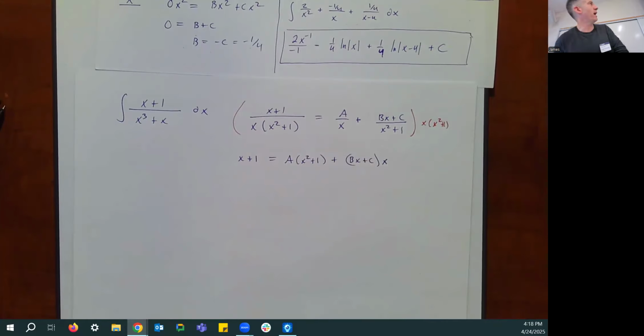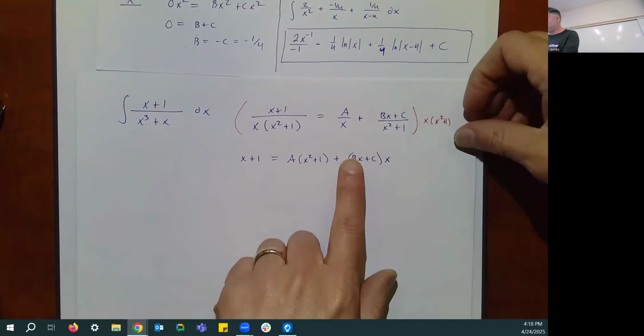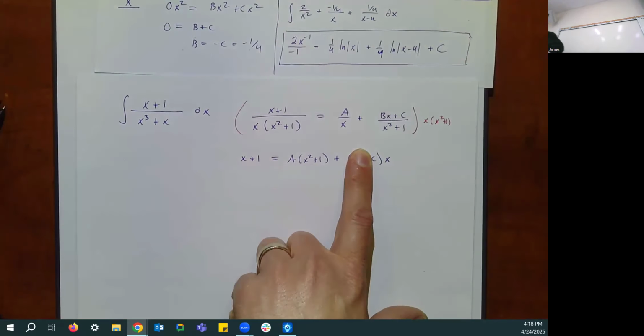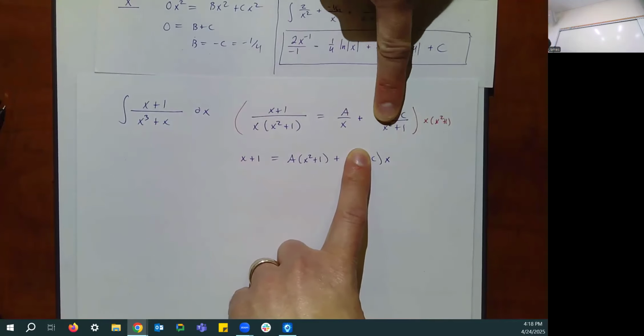So sometimes people ask, but I should explain. People are like, why do you need the bx plus c there? Why can't it just be c? And the reason is, well, check it out. If this were just c, if that were just c, right?